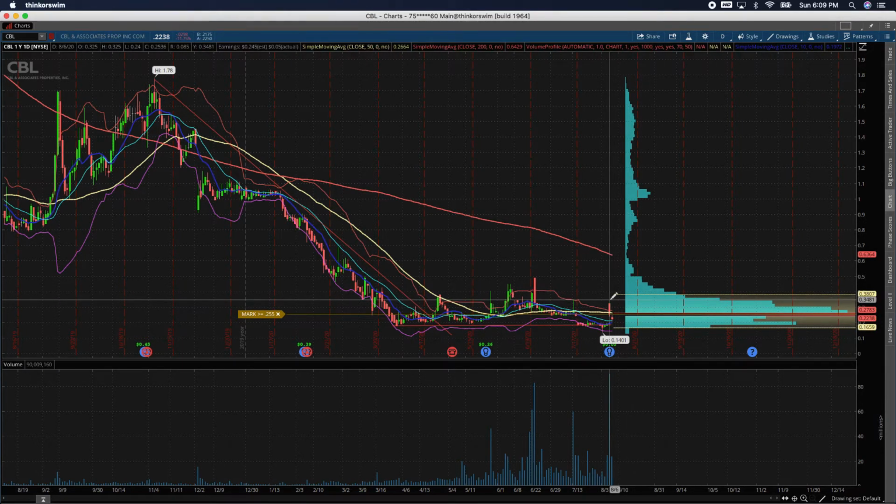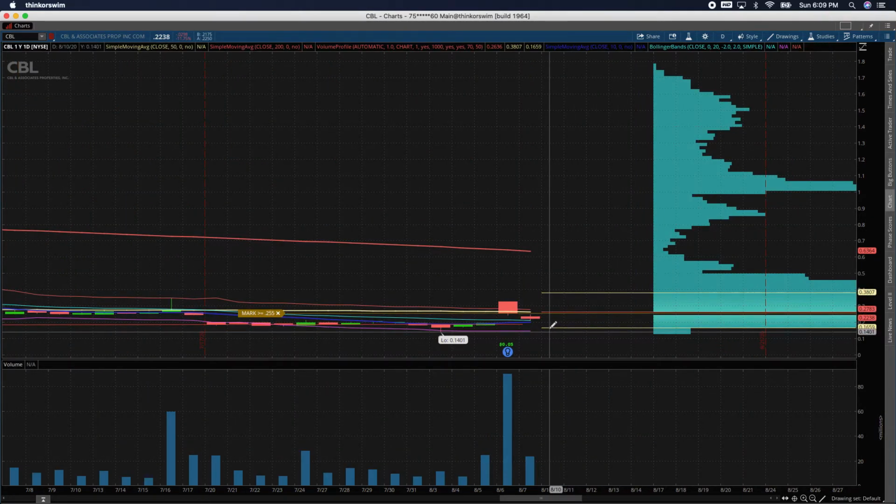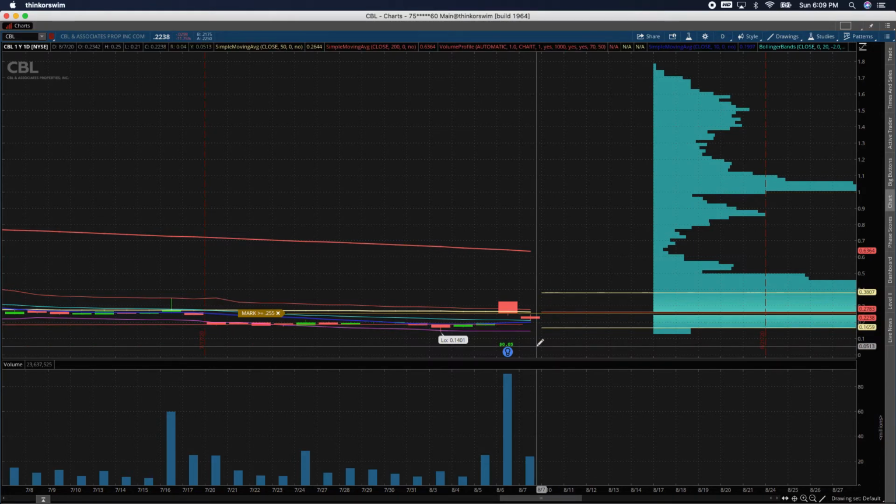So, here you go, folks. I think the risk reward is setting up nicely going into Monday. Watch for a break above 25, 26 cents, and then watch for a breakdown below 19 cents. That's just my opinion, guys.